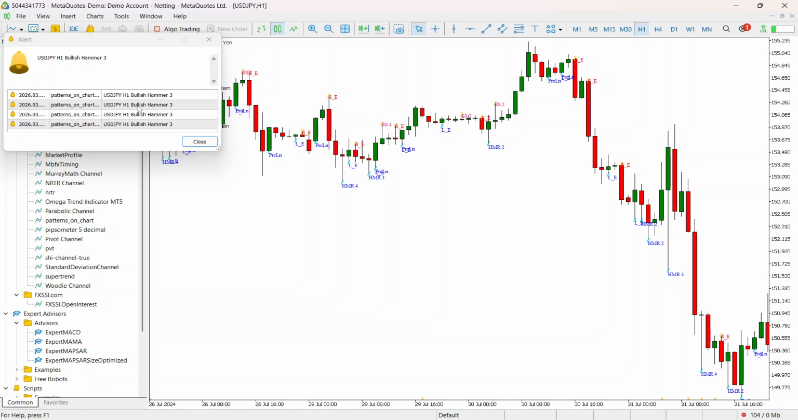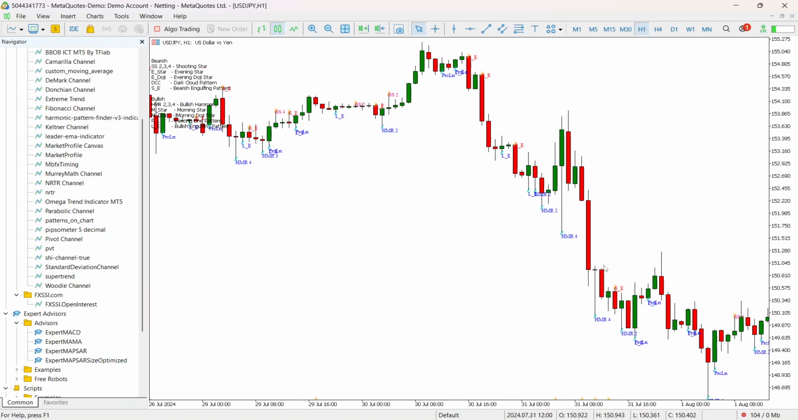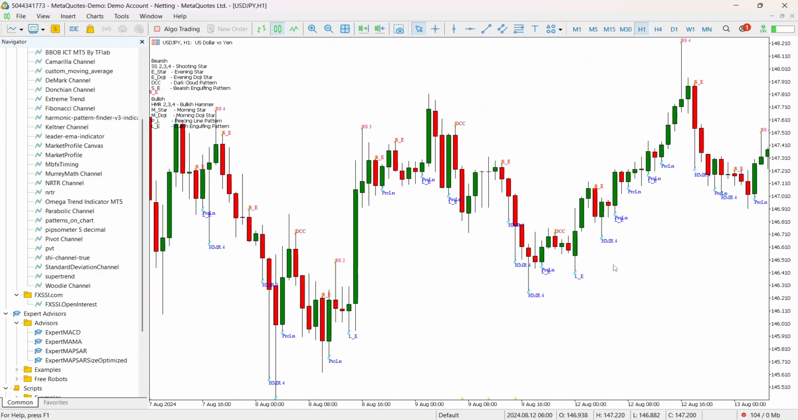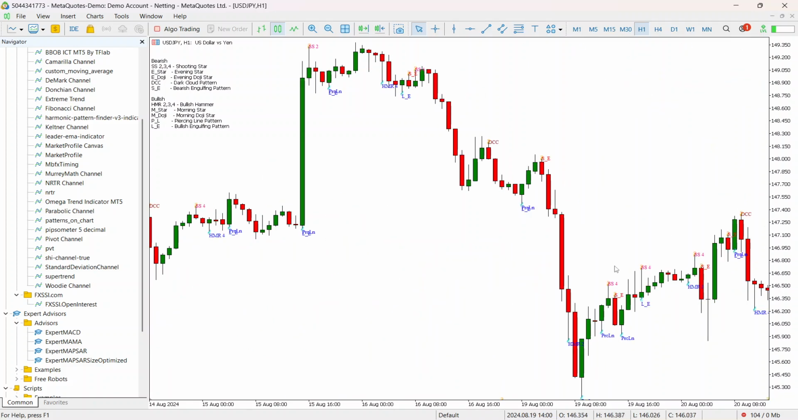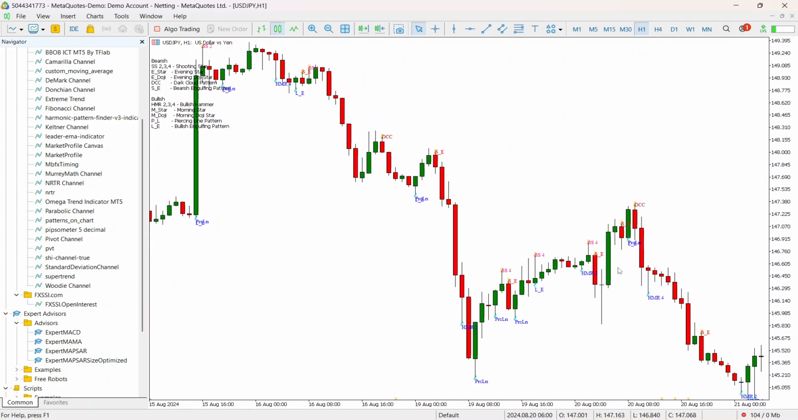Now they're giving us an alert for a bullish hammer third in H1, and that is the current candlestick pattern, as we can see here.